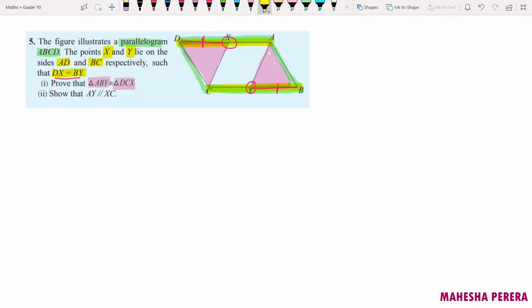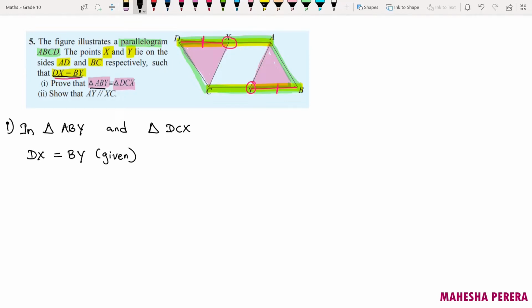Right? Right. So let's write in triangle APX, this one, and triangle DCX. Let's write the given data. DX equals BY. So this is Roman figure 1. And this is given. Okay. Right. Now what else?